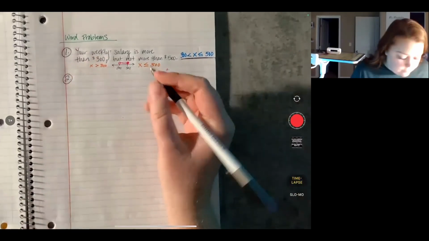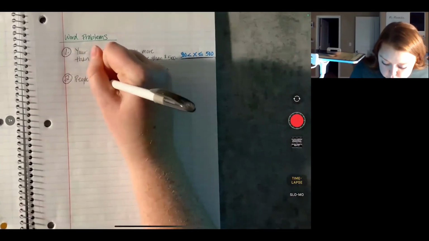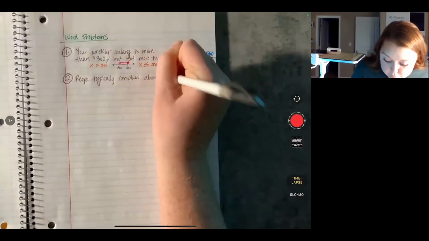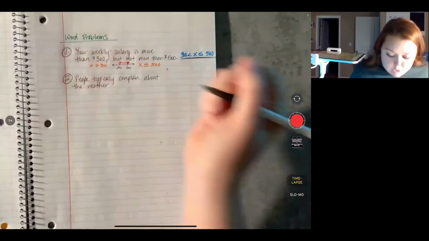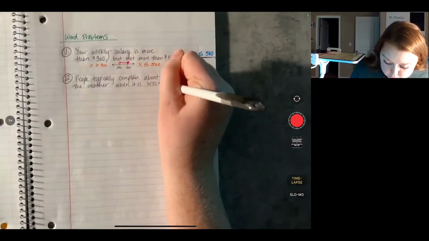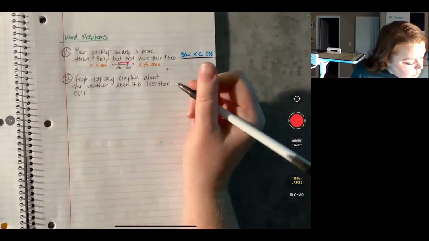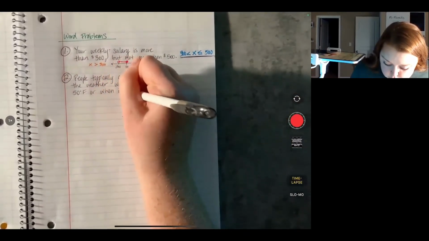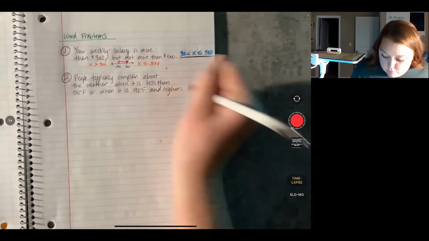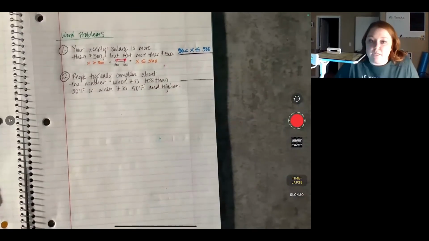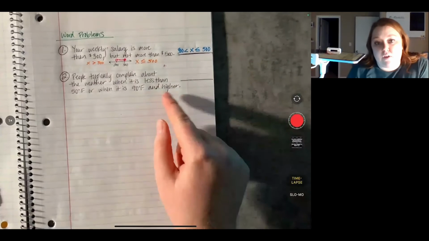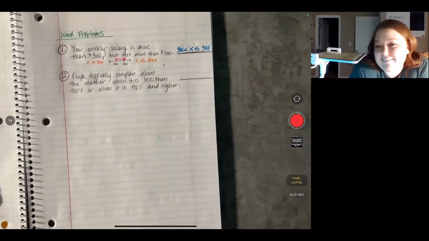Here's number 2. People typically complain about the weather when it is less than 50 degrees or when it's 90 degrees and higher. You know, and these are not like super scientific statements. I made them up, but I feel like it's probably pretty true. People complain when it's less than 50 degrees because they're like, oh, it's so cold outside. And then they also complain when it's 90 degrees or higher because they're like, oh, it's so stinking hot out, right? It's kind of true.